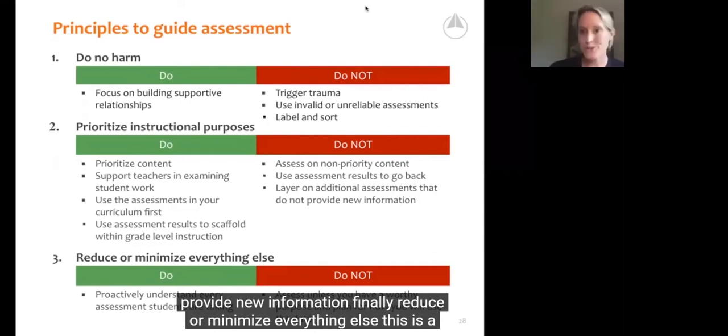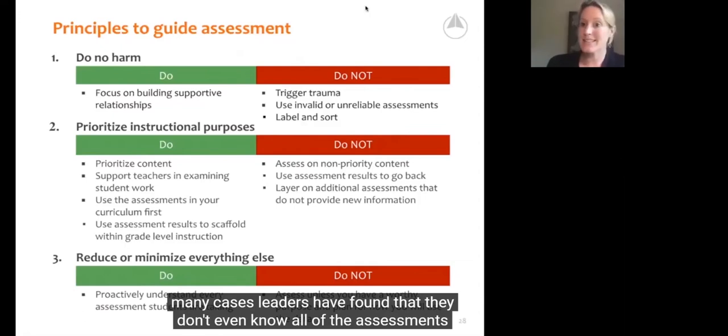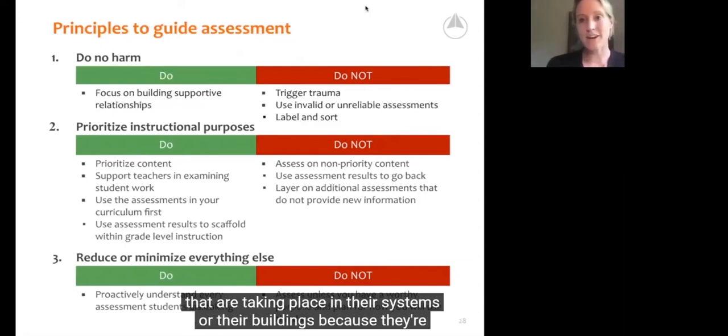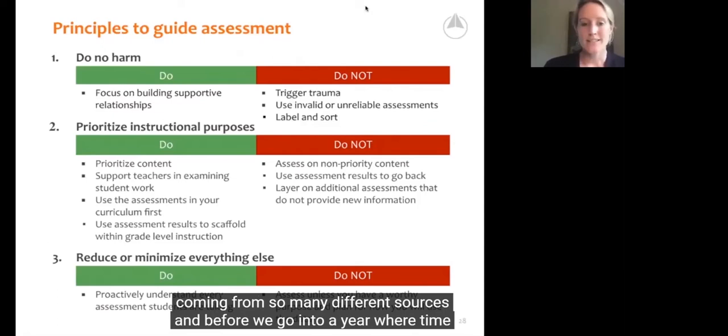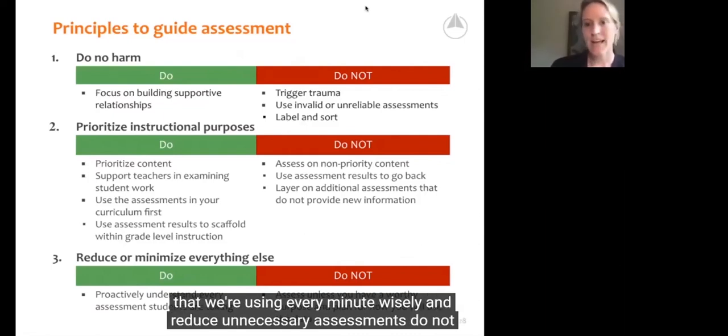Finally, reduce or minimize everything else. This is a great time to take an inventory of every assessment that students are taking. In many cases, leaders have found that they don't even know all of the assessments that are taking place in their systems or their buildings because they're coming from so many different sources. And before we go into a year where time is going to be the most precious resource we all have, let us make sure that we're using every minute wisely and reduce unnecessary assessments.